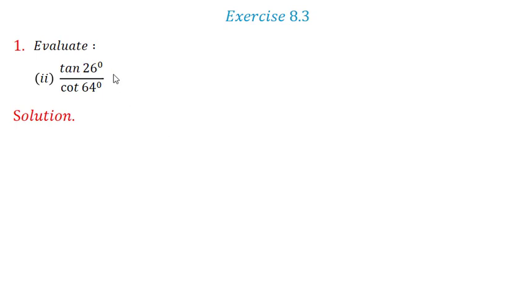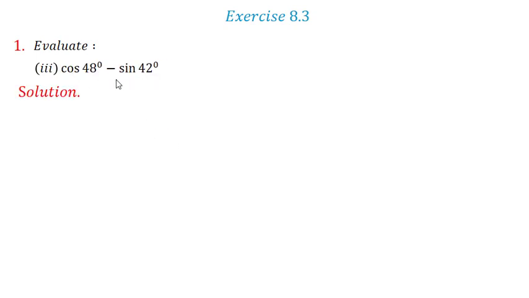Tan 26 degree upon cot 64 degree. So again you can see that 6 plus 4 is 10 and 6 plus 2 and 1 carry, so it is 90 degree. So addition of 26 and 64 is 90. So it is better that I convert this tan in cot and they will cancel each other and I will get answer as 1. Now here cos 48 degree minus sin 42 degree. Again I can convert sin in cos or cos in sin and they are equal, so I will get answer as 0.